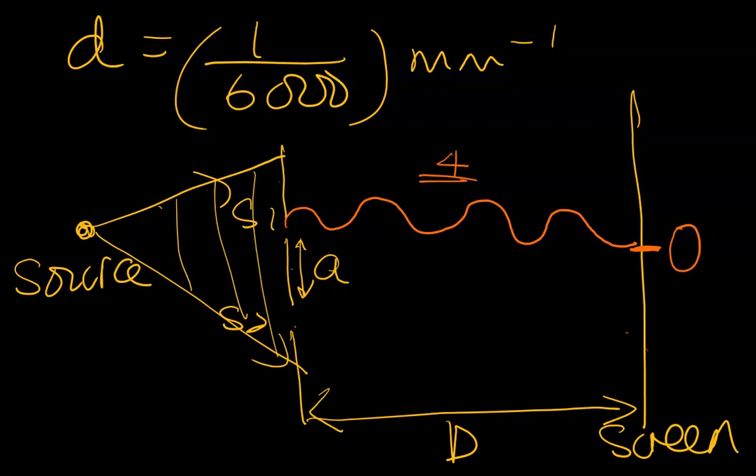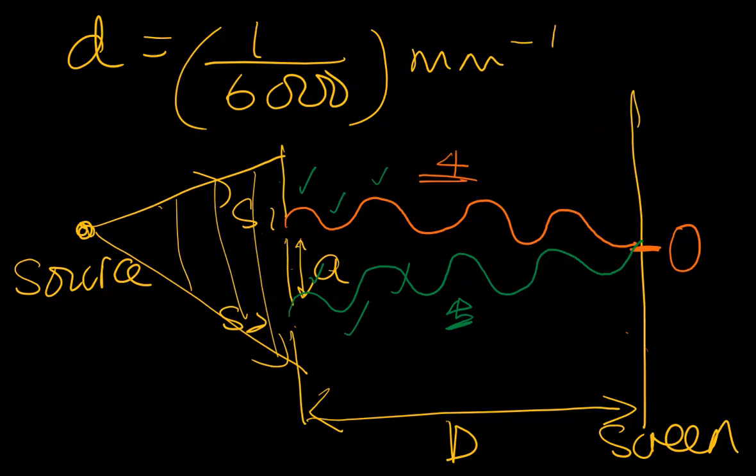Now, because that distance is the same between S2 and O, and S1 and O, I will also have 1, 2, 3, 4. I will also, because of that distance, have 4 cycles coming from S2 to O. So what I have here is always crest and trough overlapping.